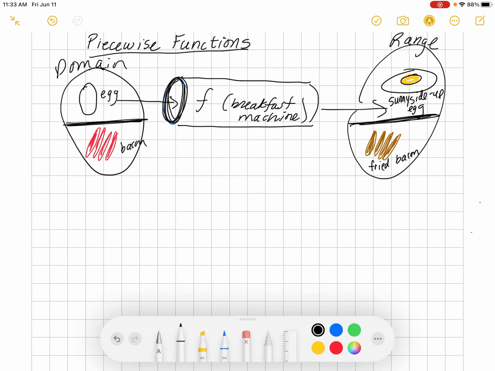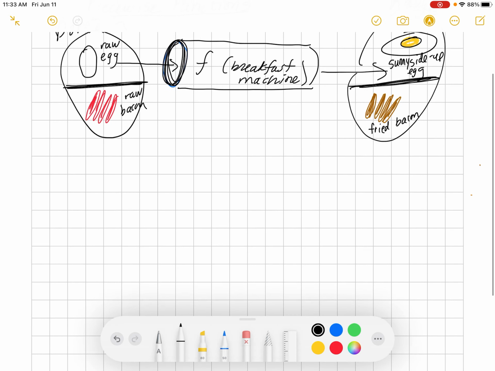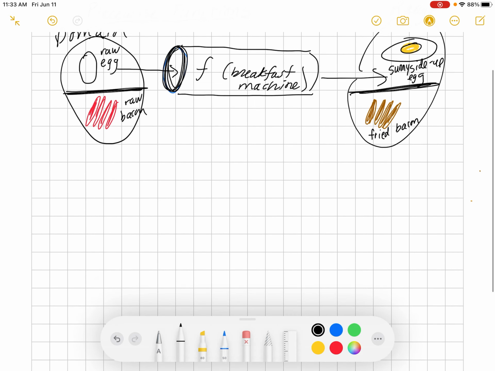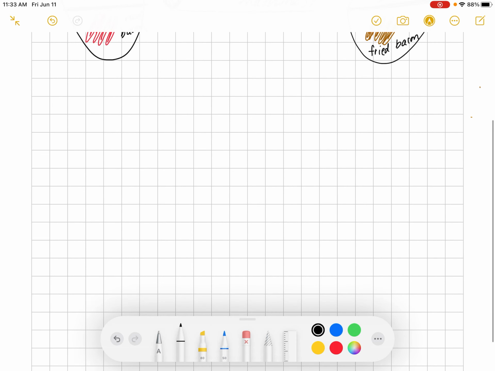So the idea is you can plug in two different types of things here. Eggs, you get sunny side up eggs, and raw bacon. So raw egg gives you sunny side up egg, raw bacon gives you fried bacon. Okay. So you can plug in different things. That's the idea behind a piecewise function. You're gonna have different pieces you can plug in and you can get out different pieces.